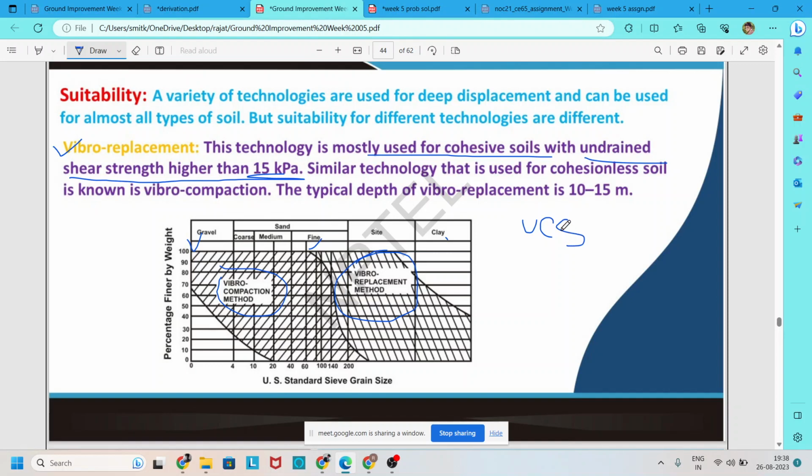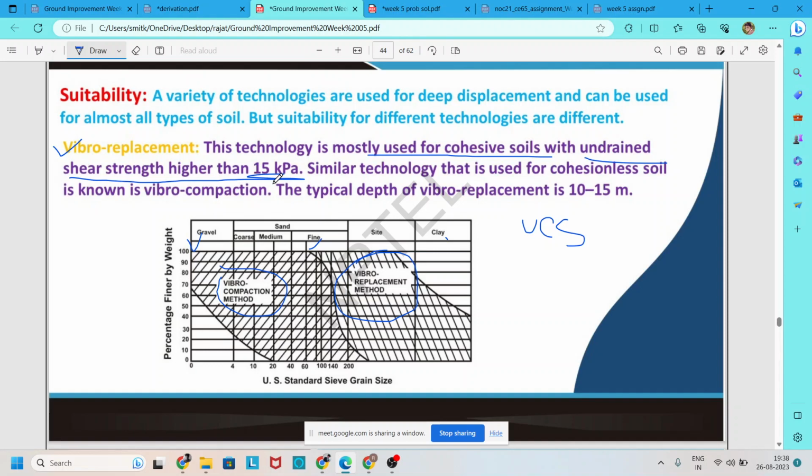Undrained shear strength means UCS. If it is greater than 15 kPa, then this vibro replacement method is mostly suitable. And this technology is used for cohesionless soil also.